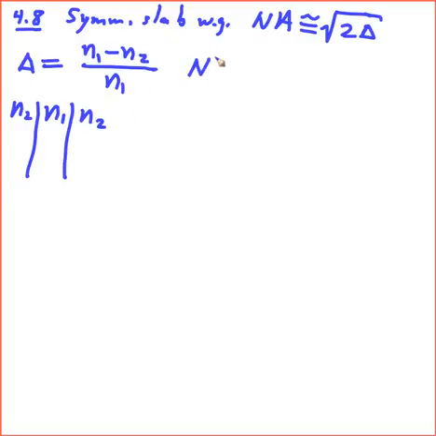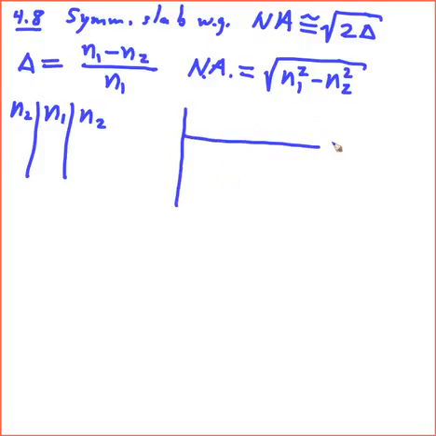The numerical aperture we can derive, and I'll derive it here as I do this problem. NA is the square root of n1 squared minus n2 squared. We keep on seeing the same term. That is the numerical aperture, and we can derive that by looking at the edge of the waveguide. Sorry, my drawing's not so great.